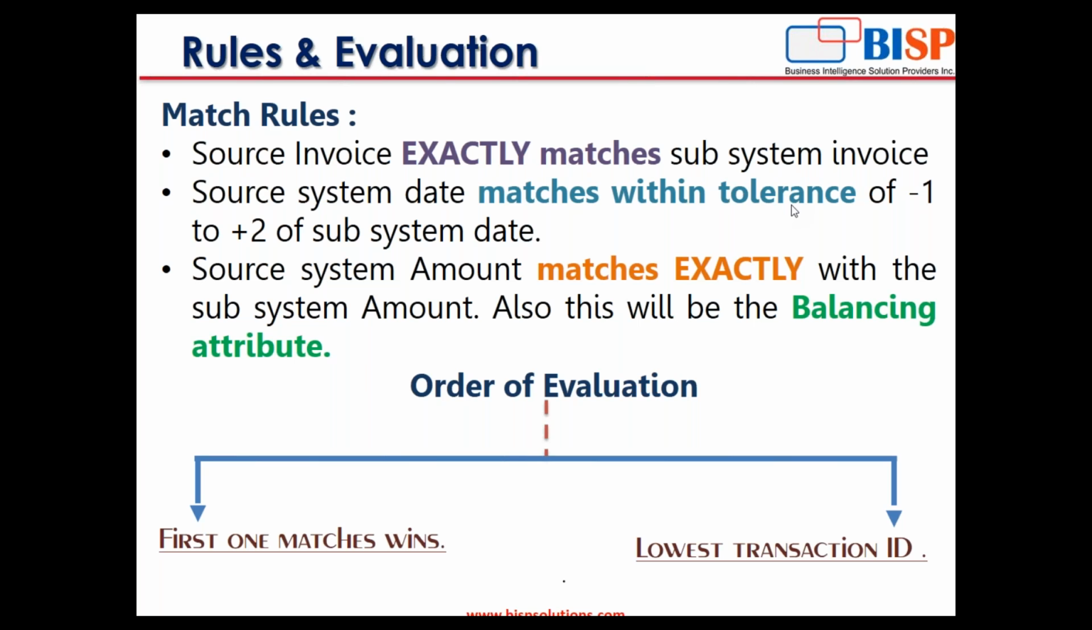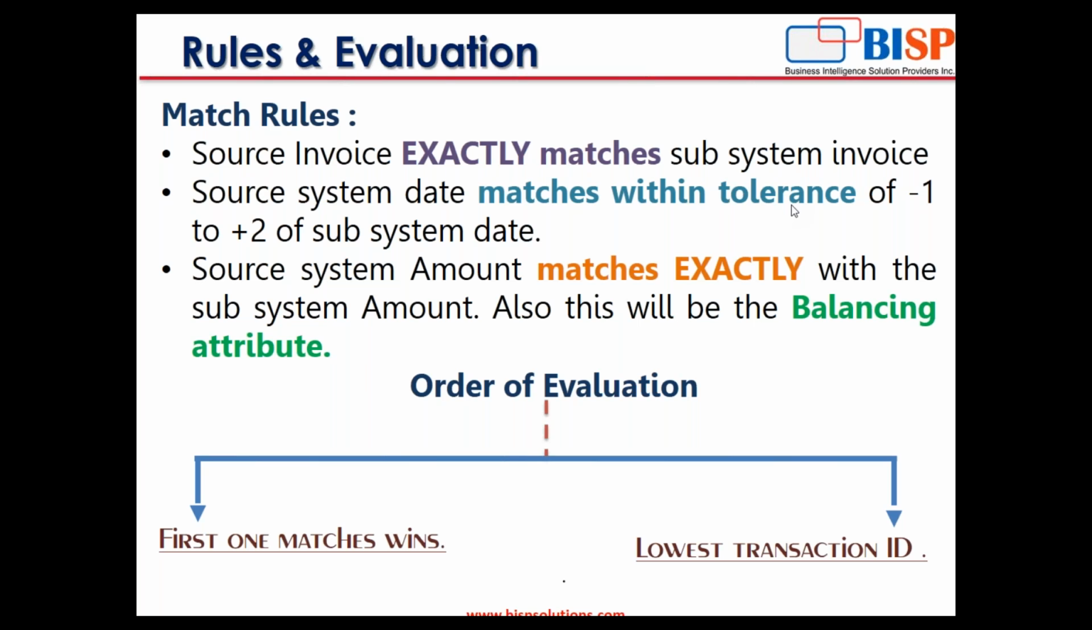Balancing attribute, as opposed to the date, invoices, and everything used for transaction matching, is used for my reconciliation compliance, which is going to tell me the difference between the amounts of the source system and subsystem. So the balancing attribute is that attribute, like here the amount, which is going to be taken up by my reconciliation compliance. Now, what is the order of evaluation?